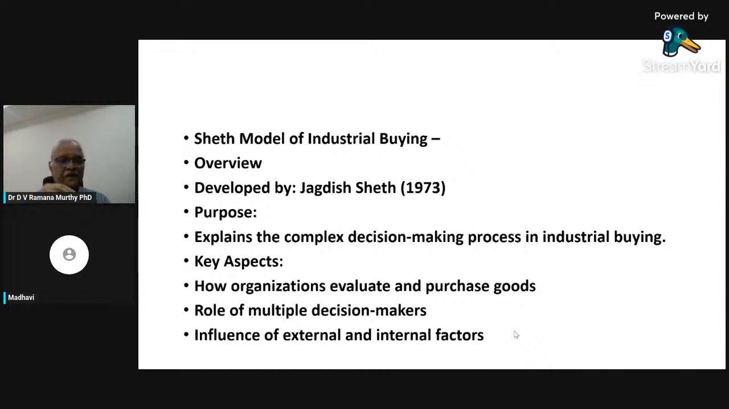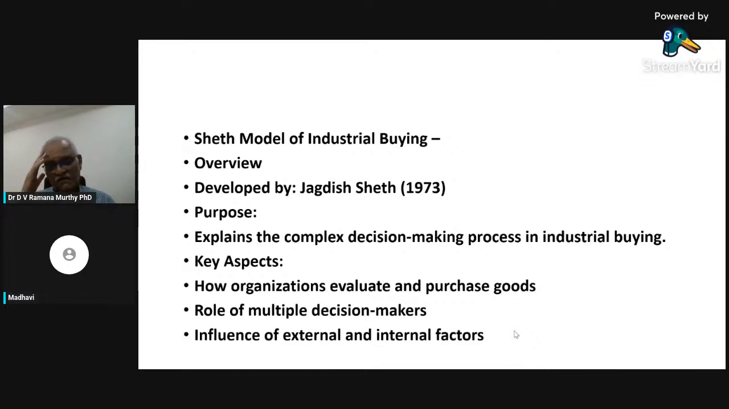The key aspects of this particular model: the first one is how organizations evaluate and purchase goods, because the evaluation process has to be very, very cautious. They buy raw material or other products for another manufacturing process, for manufacturing a particular product, and it should be a quality product to be sold in the market. So the organizations need to evaluate every product they buy from outside, maybe raw material or other components.